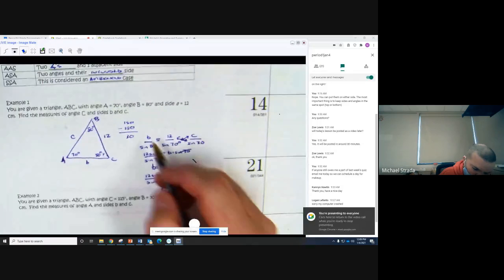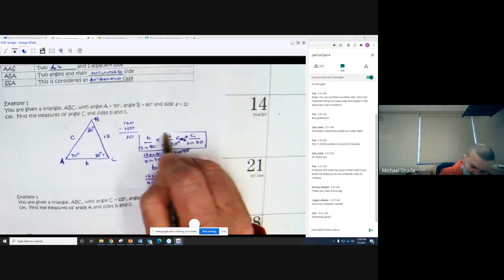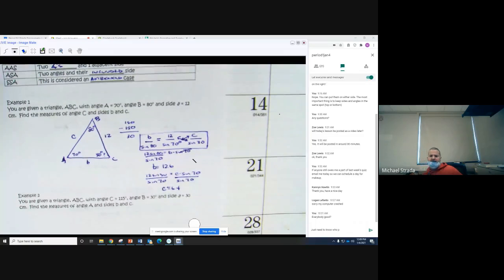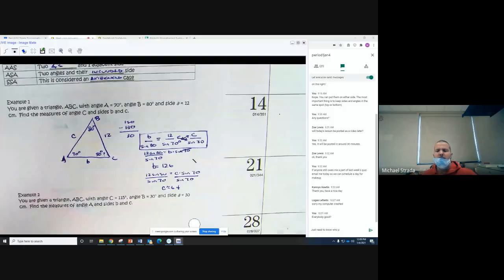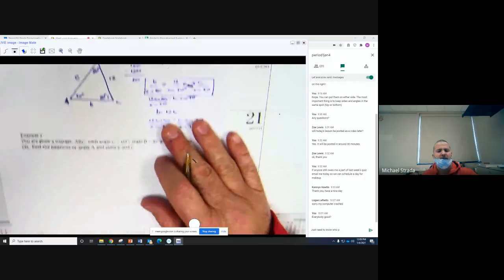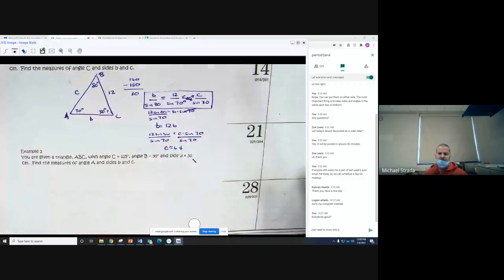So again, if you do all that in your calculator and you know how to do it, the only thing you'll need to have to do is set up your extended proportion. So what I want you to do is the same thing with the one underneath it. Example 2, set it up and start setting up proportions.